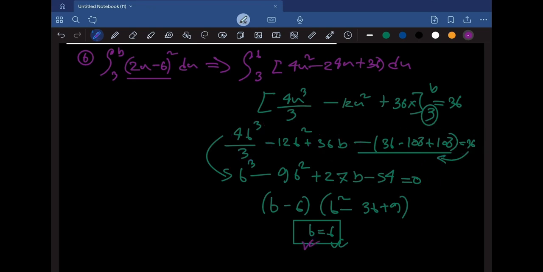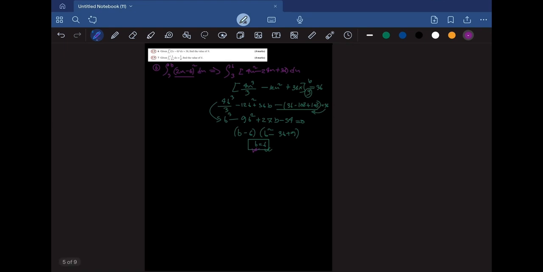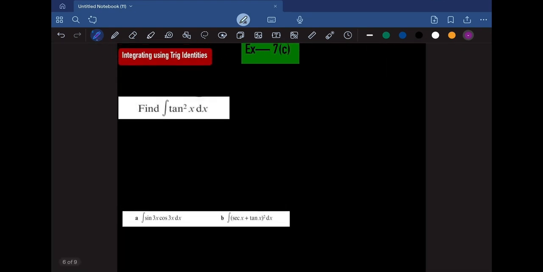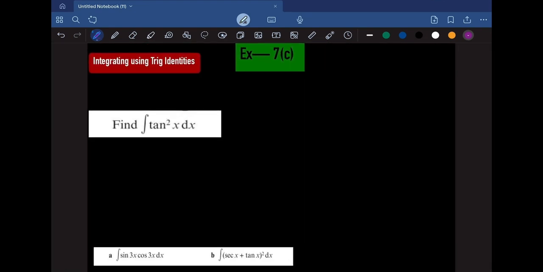And then b is equal to 6. So basically we are done with exercise 7b as well. Now moving forward to exercise 7c, which is one of the most important topics: integrating using the trig identities.